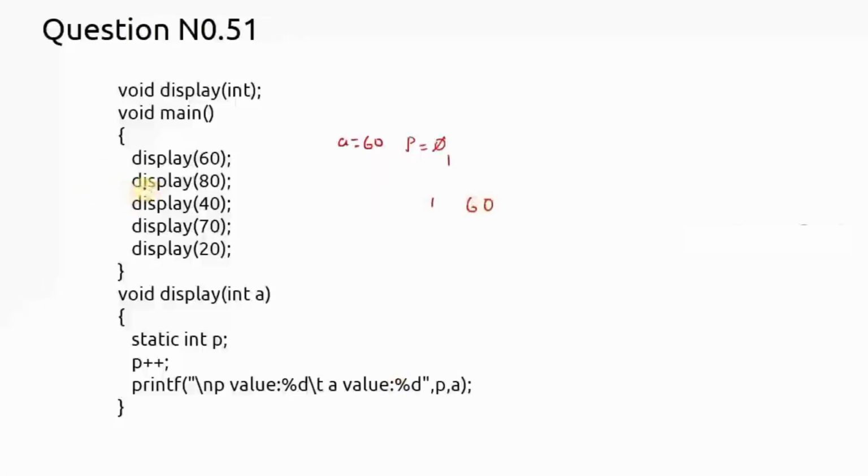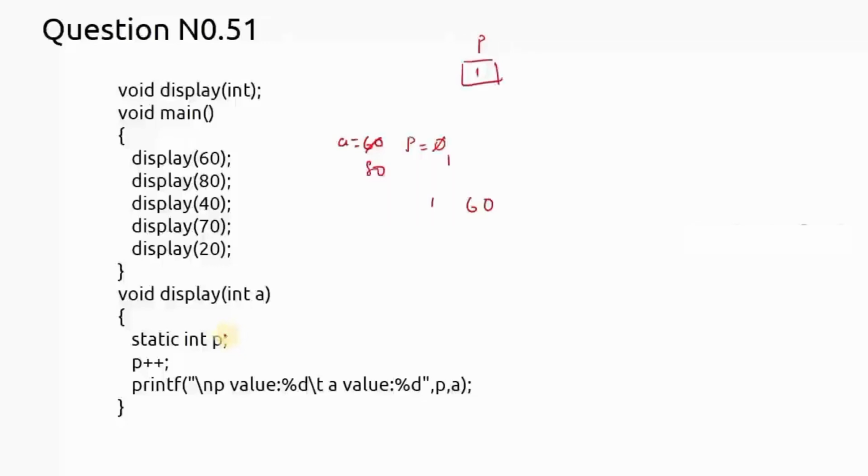Next we go to display of 80. Again it has to come to this function. Now a value will be changed to 80. Static int p here. So what is the p value here? Initially the value is 0, but now the value is 1. So this value only will be taken here. It will not take p equals 0 again. That is the difference between a simple variable and a static variable.